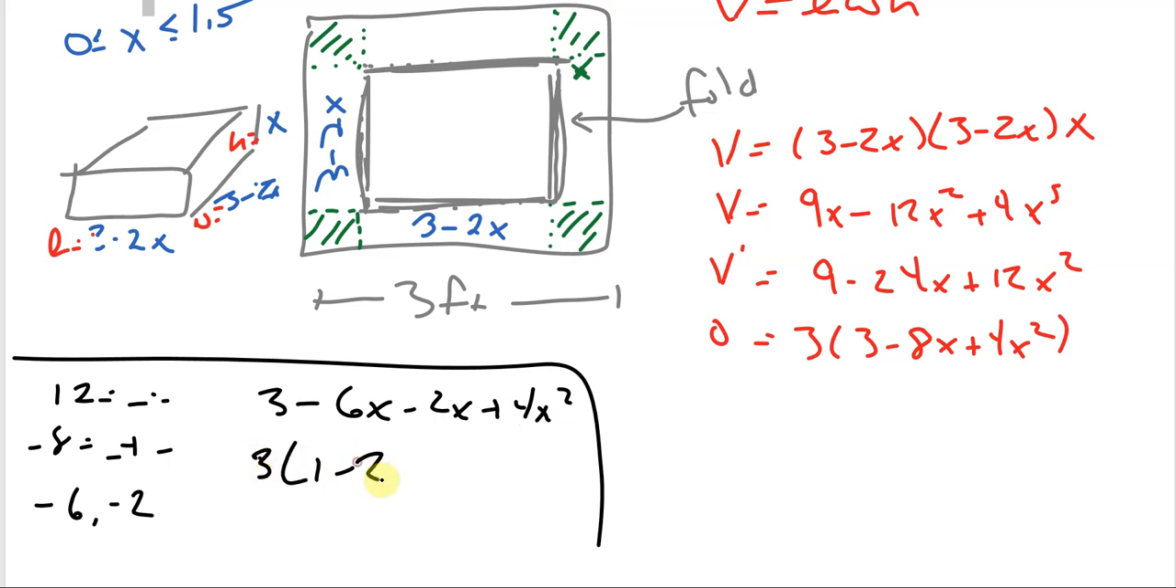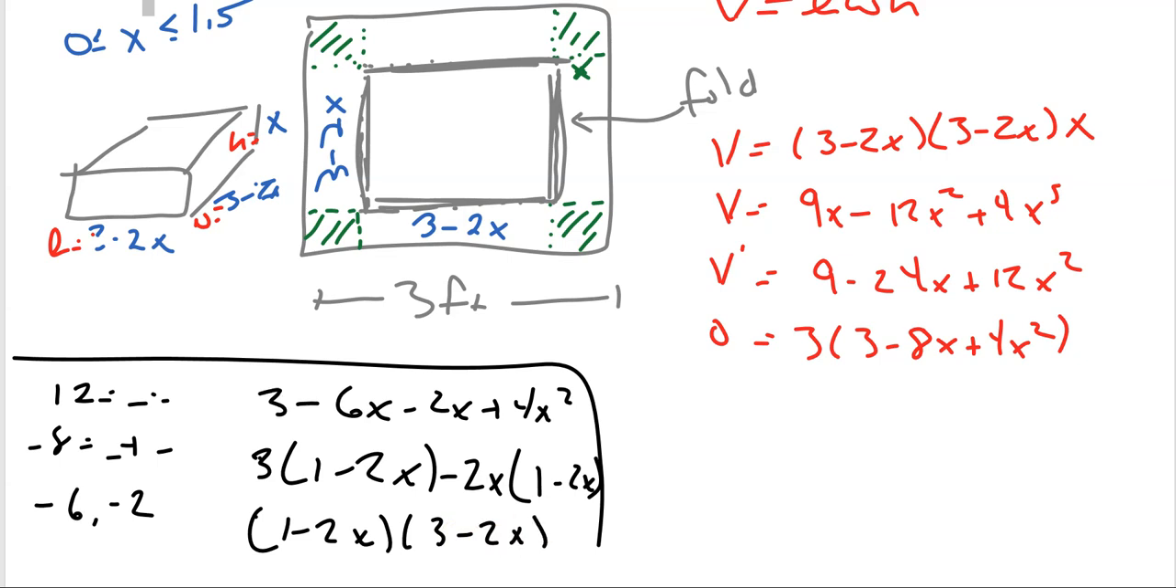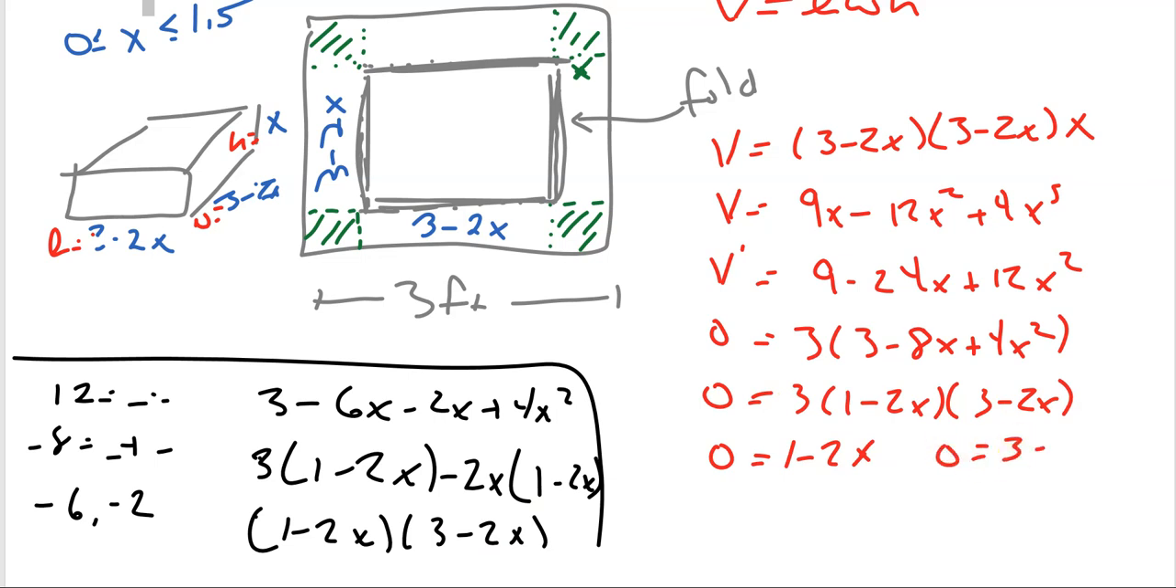Can factor a 3 out. And then we can factor out a negative 2x. That'd be 1 minus 2x. Factor the 1 minus 2x out, we get 3 minus 2x. And so each factor set equal to 0 gives 1 minus 2x equals 0 and 3 minus 2x equals 0. So let's see here, x is going to be 1/2, and then over here, x will be, what, 3/2.